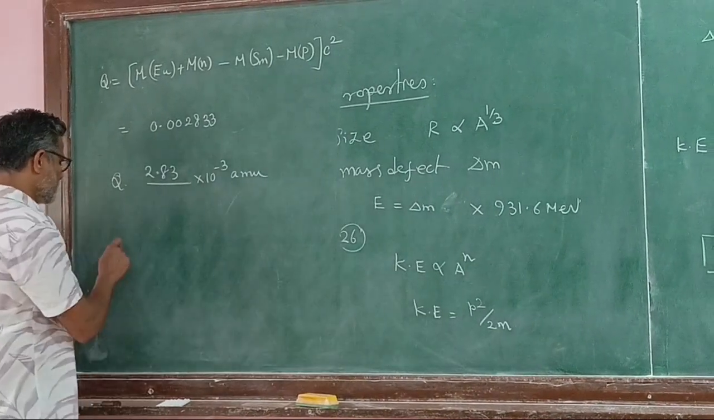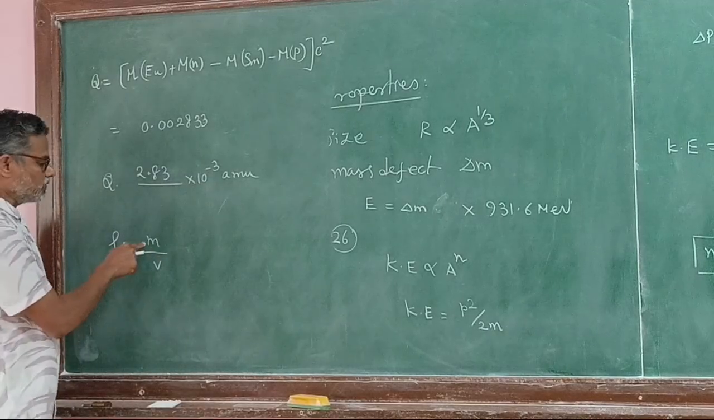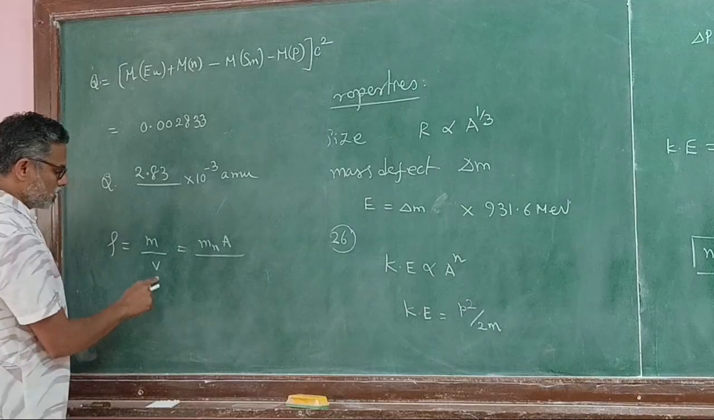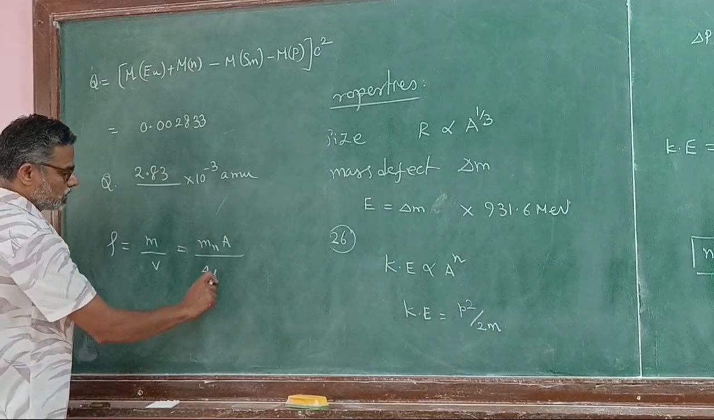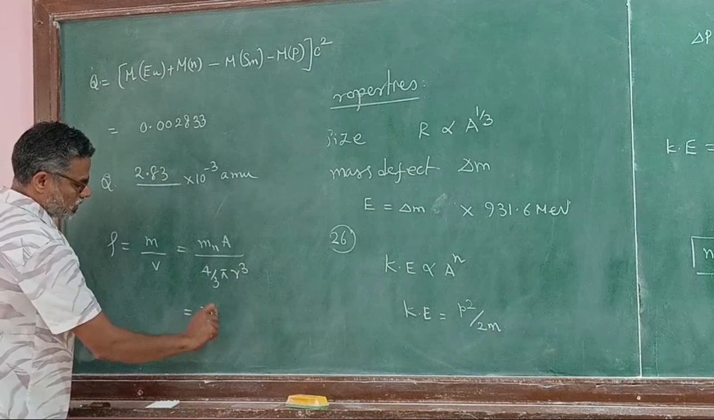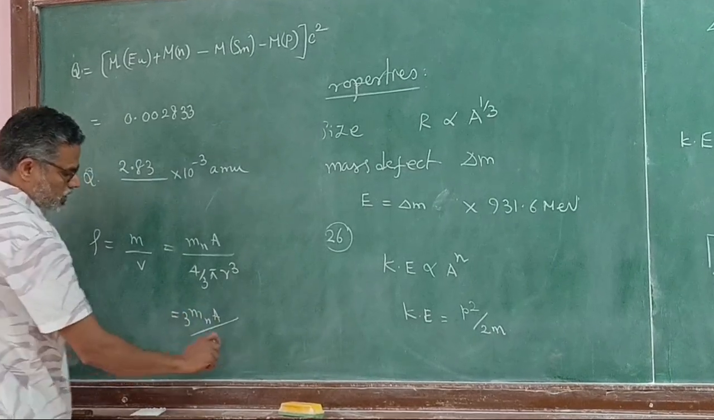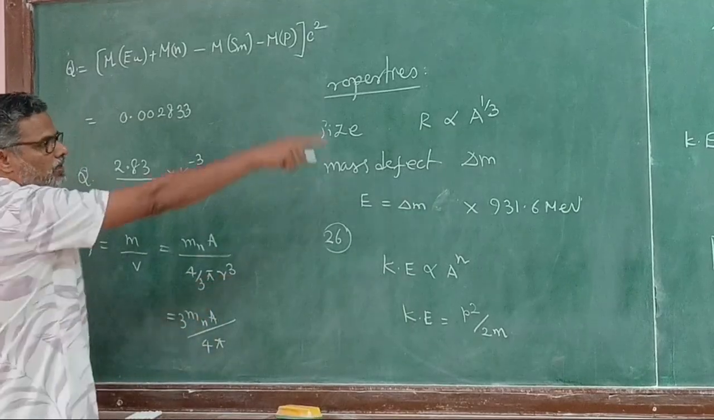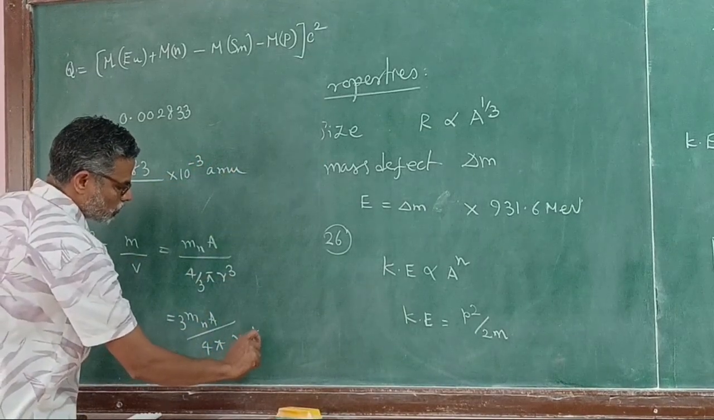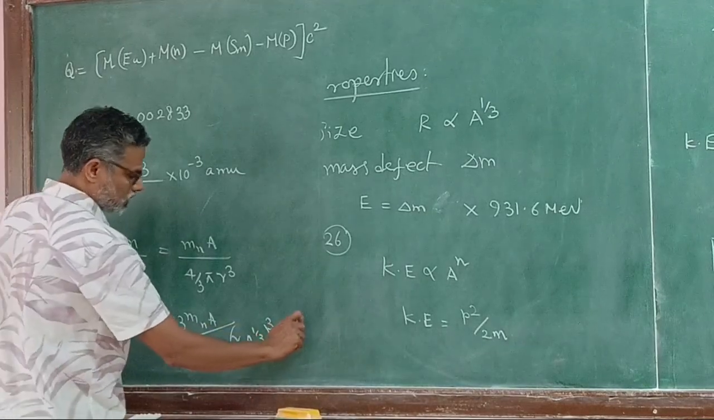How? Let's say again rho is equal to mass divided by volume. Mass of the nucleus is mass of the neutron into atomic mass, divided by volume, 4 by 3 pi R cube. Your R is R naught A to the power of 1 by 3, to the whole cube. So if you take that, what will you get?